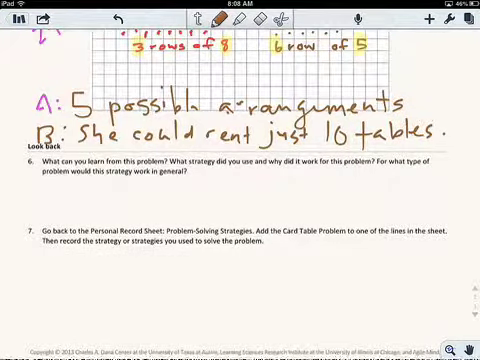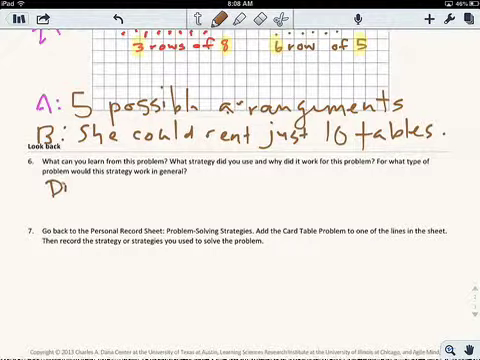So what can we learn from this problem? What strategy did you use, and why did it work for this problem? For what type of problem would this strategy work in general? So this is the part where we actually grow, like we not only grow some dendrites because we tried, but we try to increase the likelihood that we remember by reflecting on it. So looking back, we can learn that diagrams are helpful.